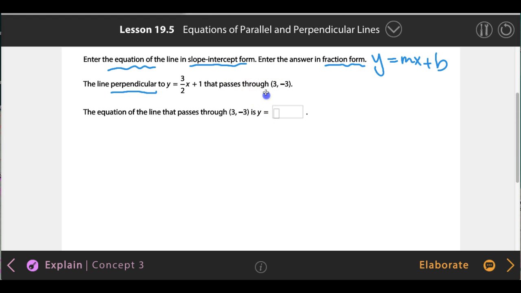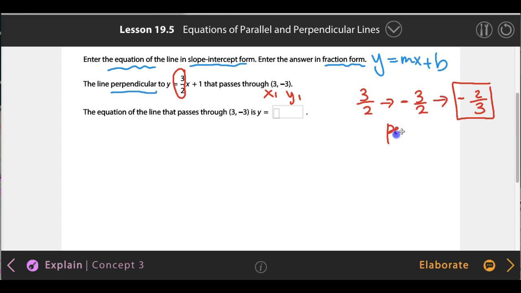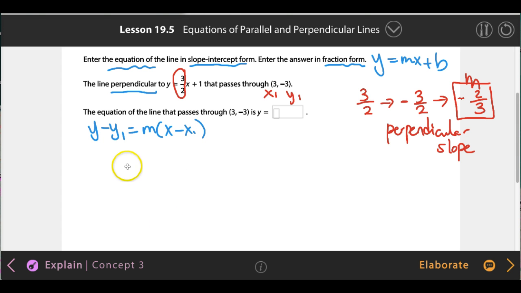So you already know that x sub 1 and y sub 1 is 3 and negative 3, and we need to find the slope that is perpendicular to this. So remember what I just told you earlier about perpendicular slope? So we start with 3 over 2, and then we have to change the symbol, which makes it negative 3 over 2, and then we have to flip it, so it's negative 2 over 3, and this is the perpendicular slope. Okay? Alright, so now we have our m, and we have our x sub 1, y sub 1. So I'm going to write down my formula. Y minus y sub 1 equals m times x minus x sub 1. Okay? So now let's plug it in.